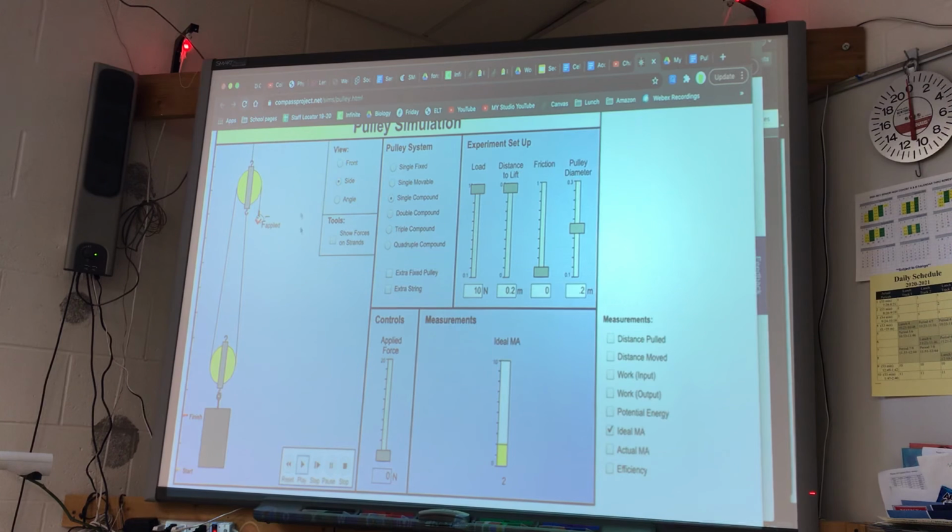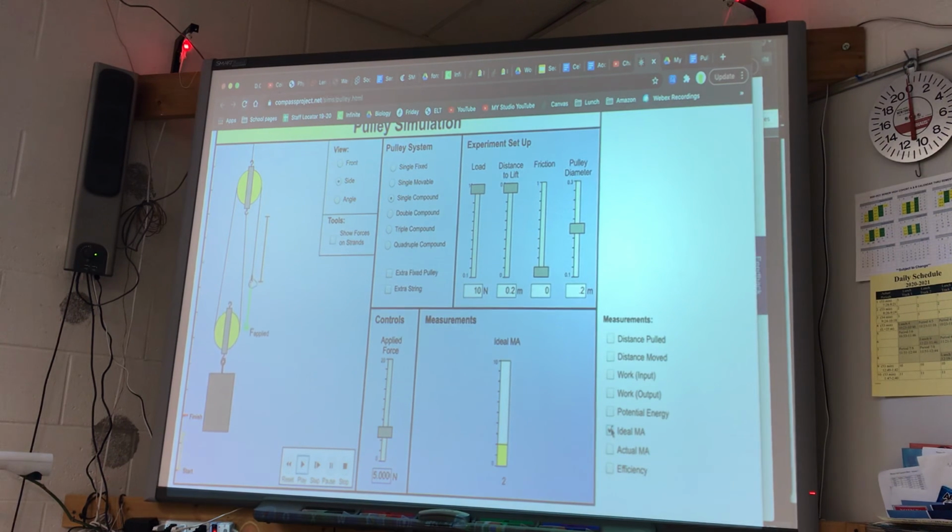This string is not sharing the load or the weight. However, the one that we pull on here is, that's the slight difference there. This is again a mechanical advantage of 2, therefore half the force. The trade-off is 2 times the string.